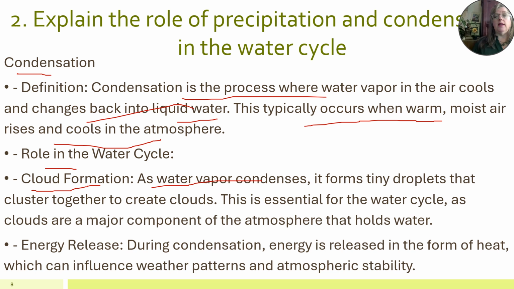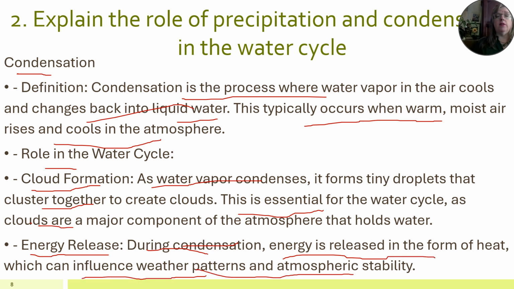As the water vapor condenses, it makes the tiny droplets that cluster together to make the clouds, which is essential for the water cycle, as clouds are the major component for the atmosphere that holds water together. Now, this is one you may not have thought about when you're thinking about condensation: energy release. During condensation, energy is released in the form of heat, which can influence weather patterns and atmospheric stability.